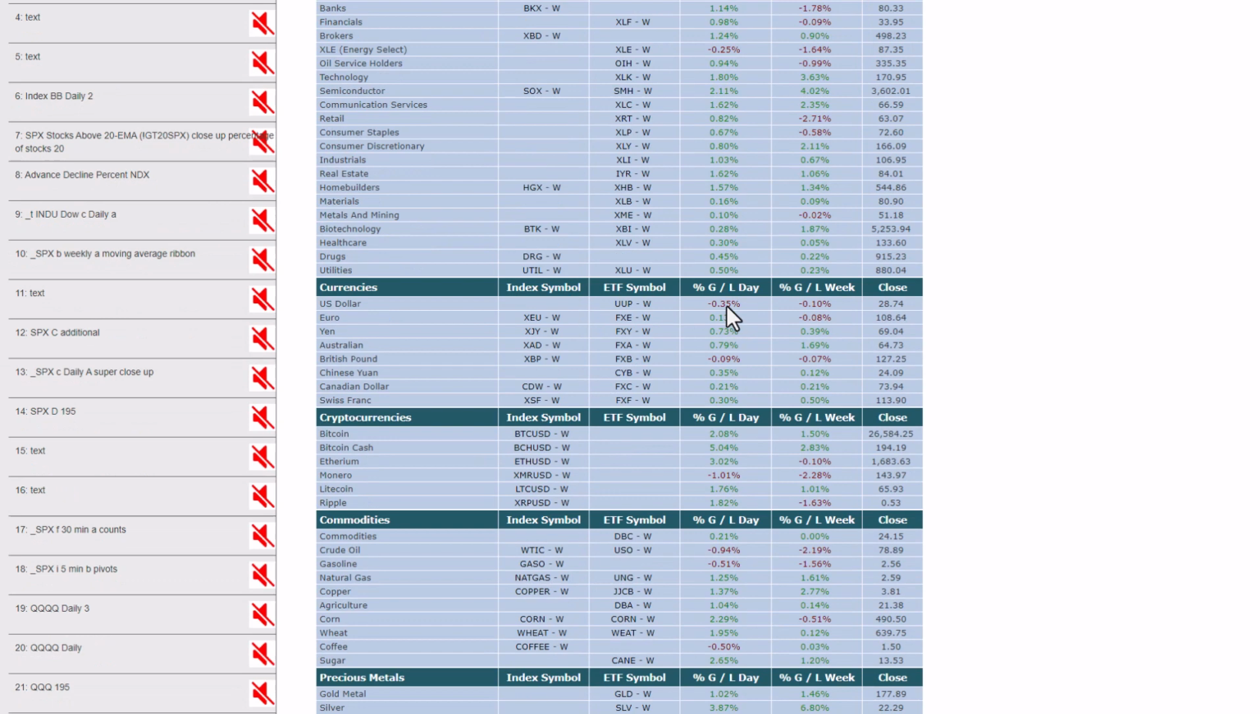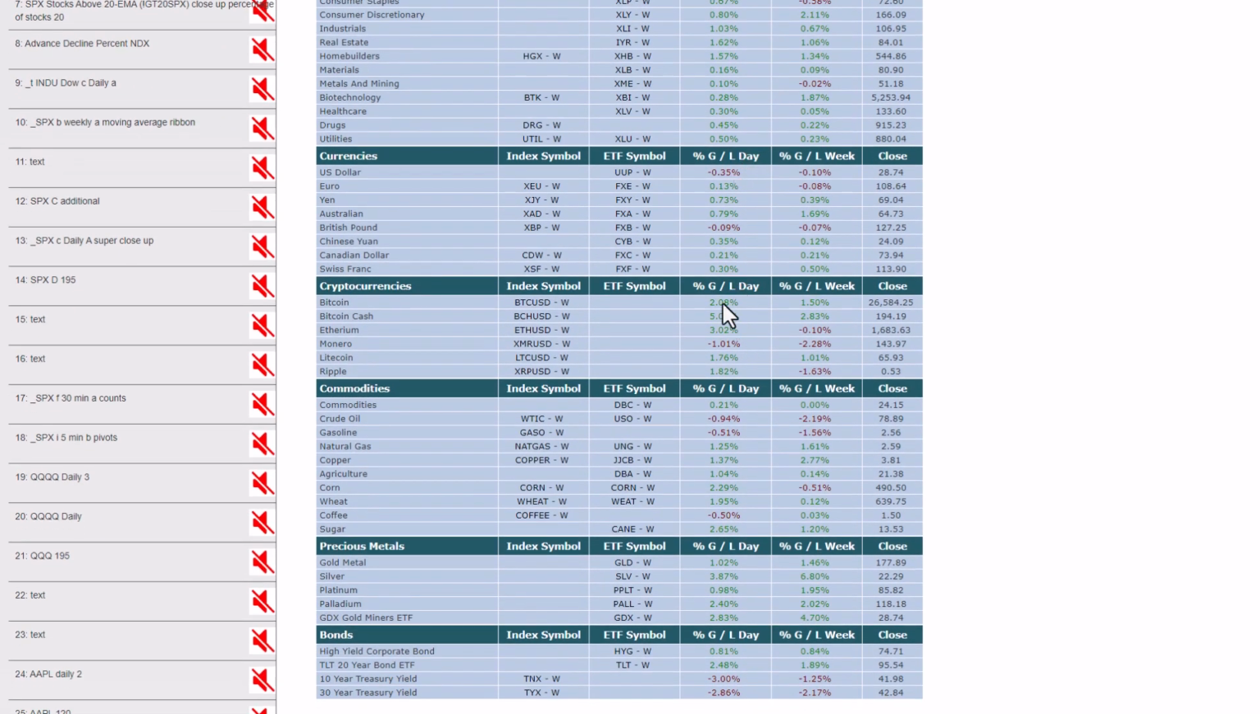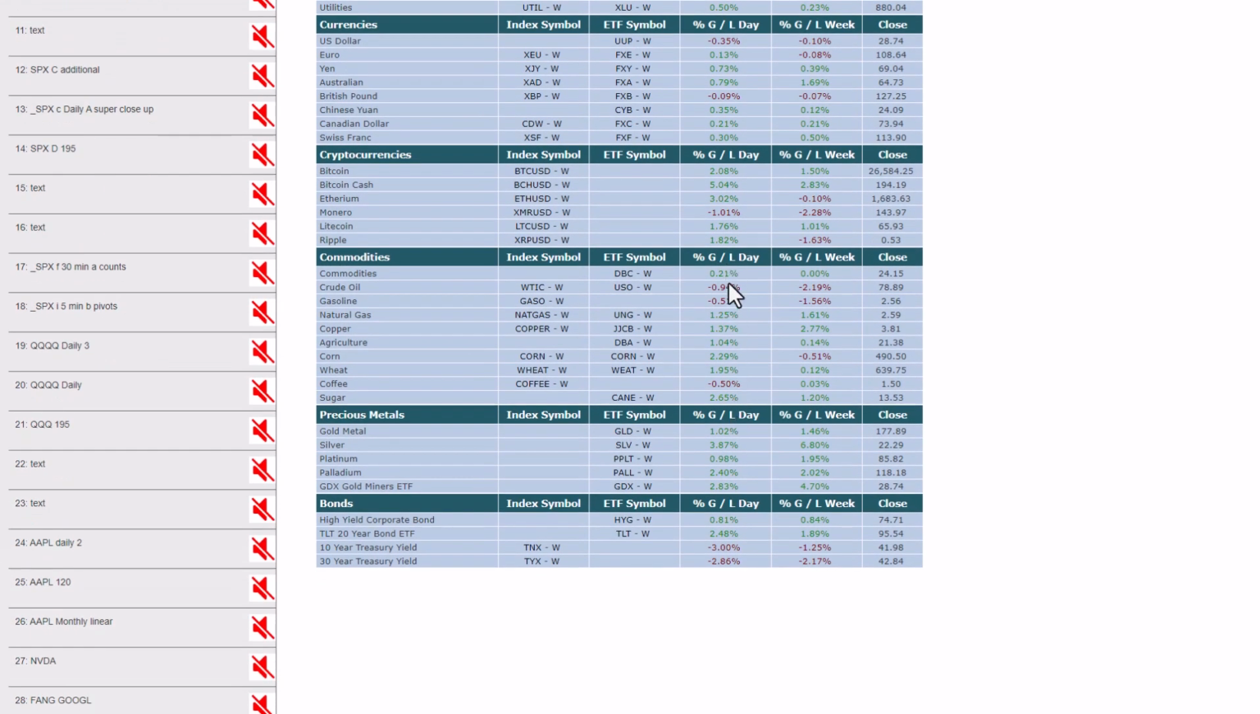And currencies, US dollar, pulling back off that resistance we've been showing. That's helping the market. And crypto was up today as well with the market. Commodities, not everything was up. Crude oil was down. Gasoline, sure no one's crying about that. Coffee, but otherwise everything else up here.